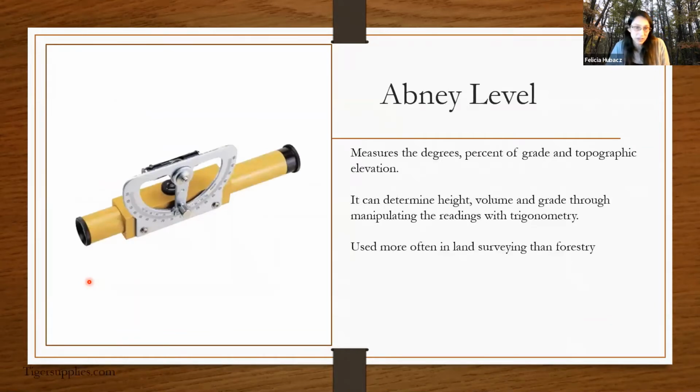The Abney level is another tool that's used for measuring percent grade, topographic elevation, and degrees, and it can be used to determine height, volume, and grade using trigonometry. However, I don't think I've ever seen this used in forestry. Maybe out west it has, but locally it's more for land surveying.